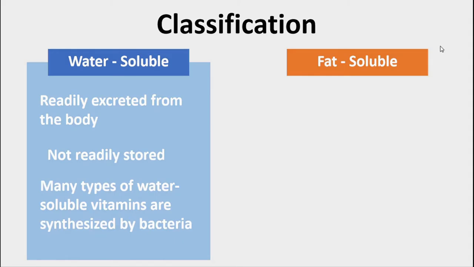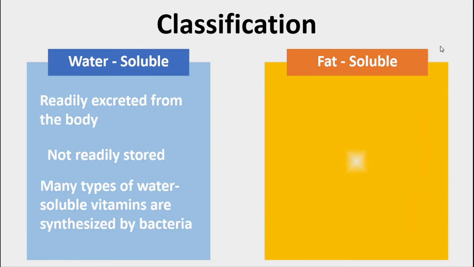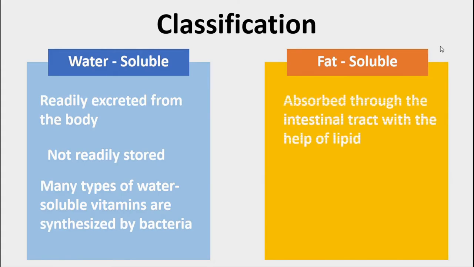And how about fat-soluble vitamins? They are absorbed through the intestine with the help of lipids. Because they are more likely to accumulate in the body, they are more likely to lead to hypervitaminosis than water-soluble vitamins.